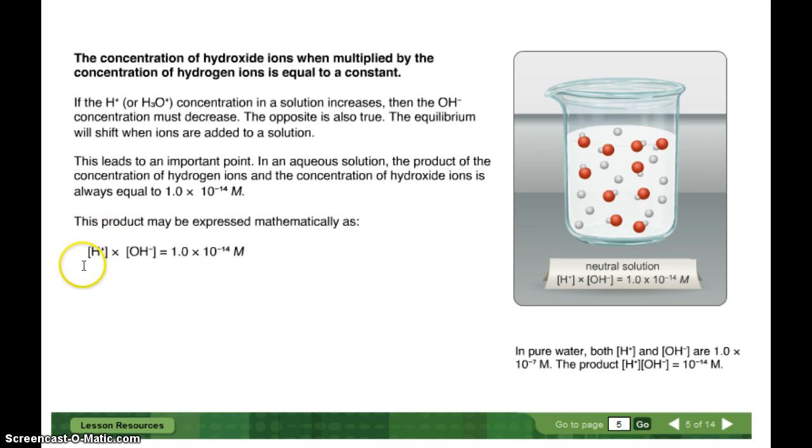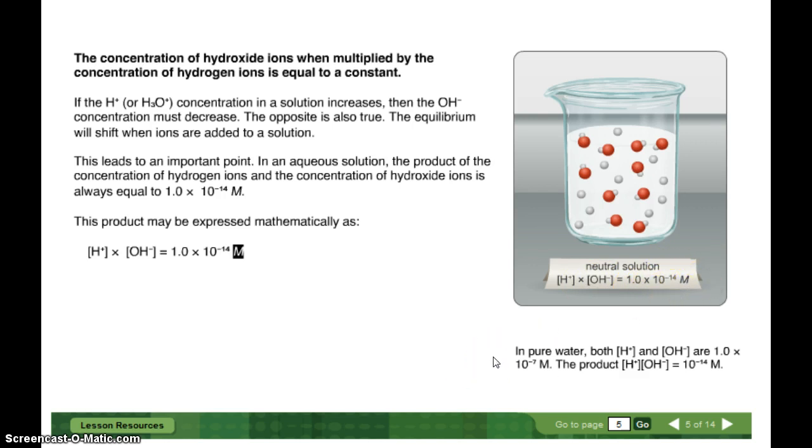This product may be expressed mathematically as concentration. So remember these brackets right here mean concentration. So the concentration of hydrogen ions times the concentration of hydroxide ions equals 1 times 10 to the negative 14th molar, or moles per liter. So we have our neutral solution, the concentration, of course, of hydrogen ions times hydroxide ions equals 1 times 10 to the negative 14th molar.